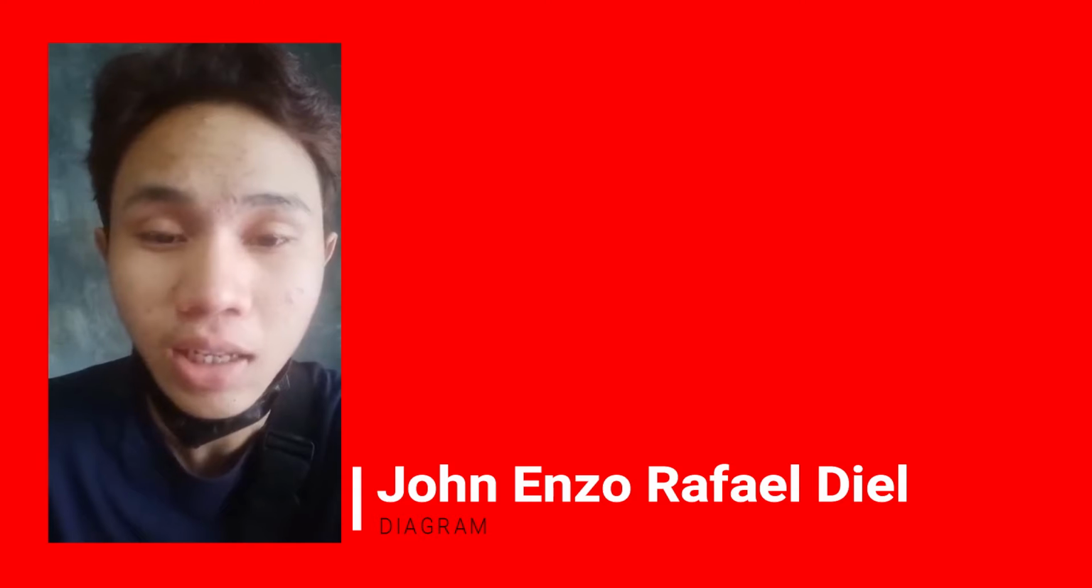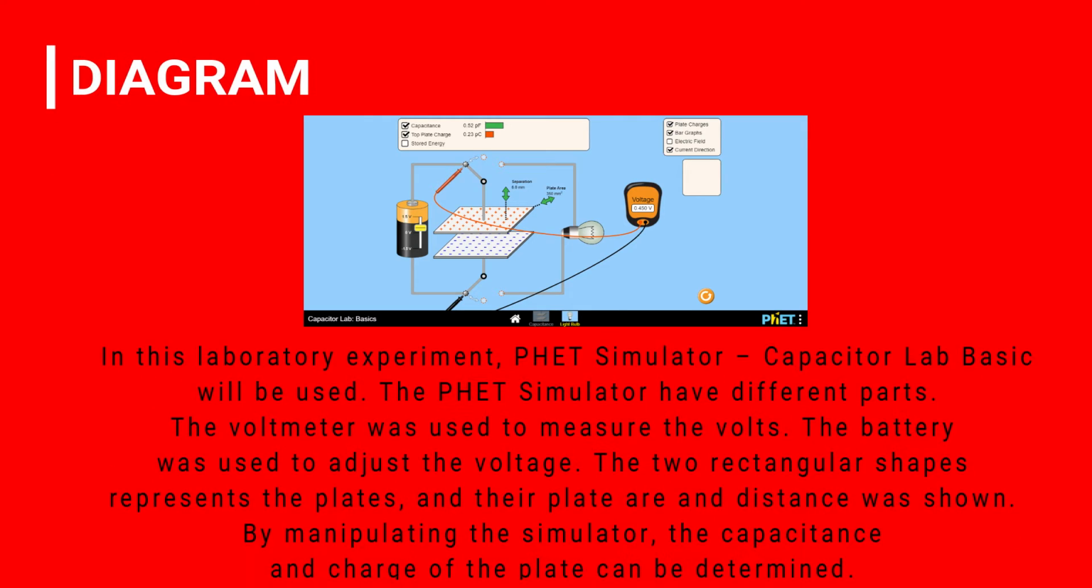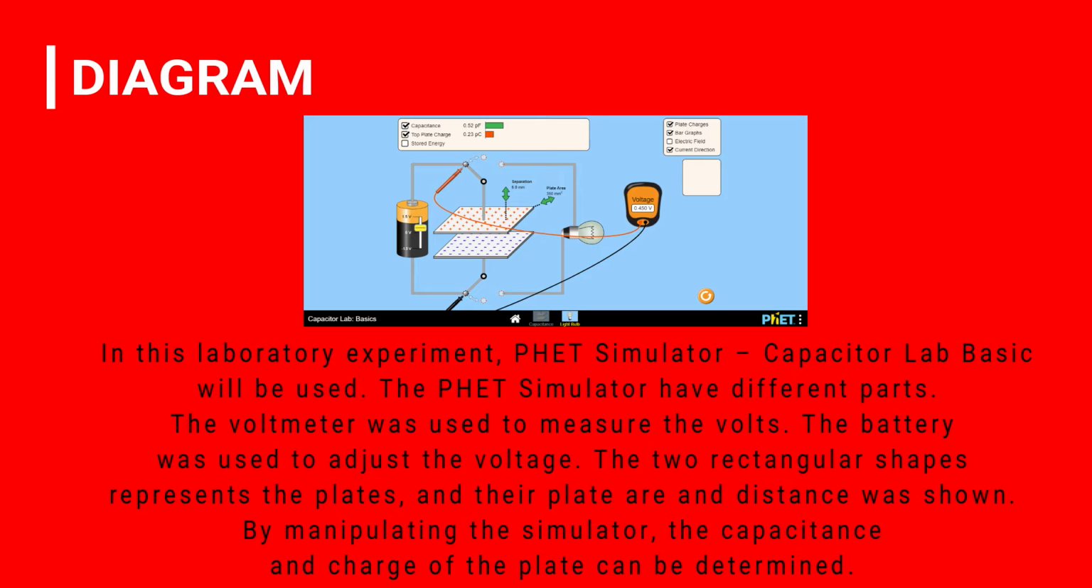I am Nancy Rafael Diel, and I am tasked with the diagram. In our experiment, the PhET simulator Capacitor Lab: Basic will be used. The PhET simulator has different parts. The voltmeter was used to measure the volts. The battery was used to adjust the voltage.